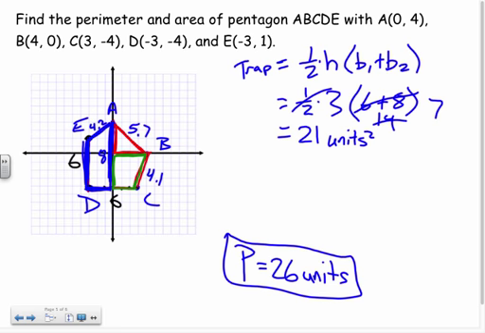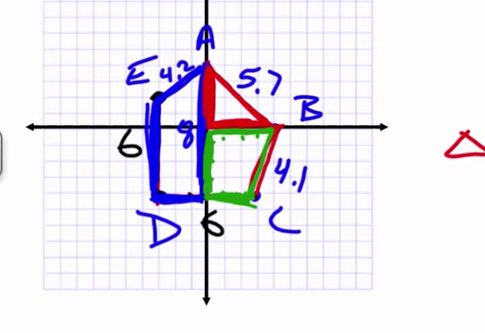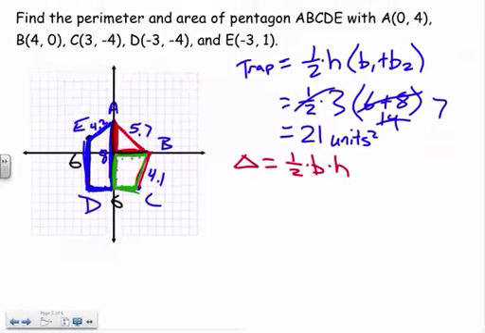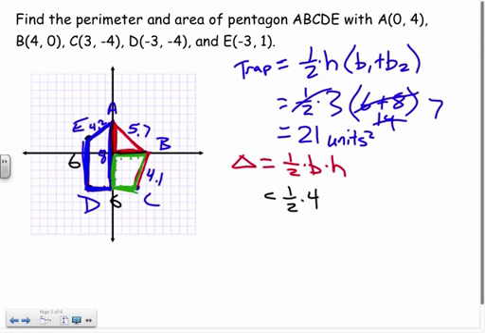Now to the little triangle. It's 1/2 base times height. My base of the triangle is 1, 2, 3, 4. And my height is 1, 2, 3, 4. So I have 1/2 times 4 times 4, the base and the height. Half of 4 is 2, and 2 times 4 is 8 units squared.